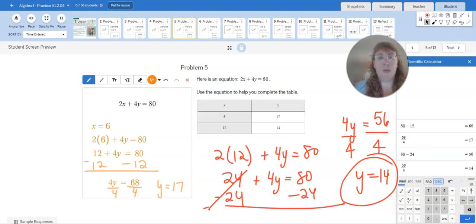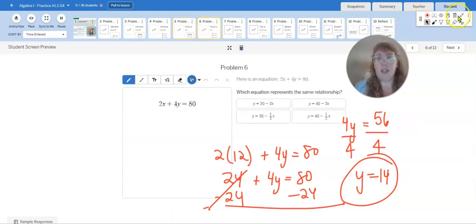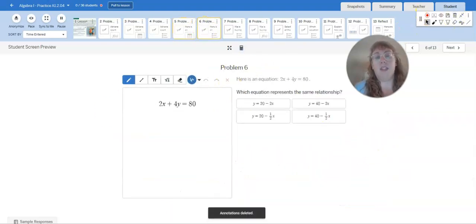Beautiful. Okay, on slide 6, I want you to try this one on your own. So it says, here's an equation, 2x plus 4y equals 80, and you're solving it for y. So how would you maneuver this equation to solve for y? Try this one out on your own, and you can pause the video right now, and then when you're all set, push ahead to slide 7.